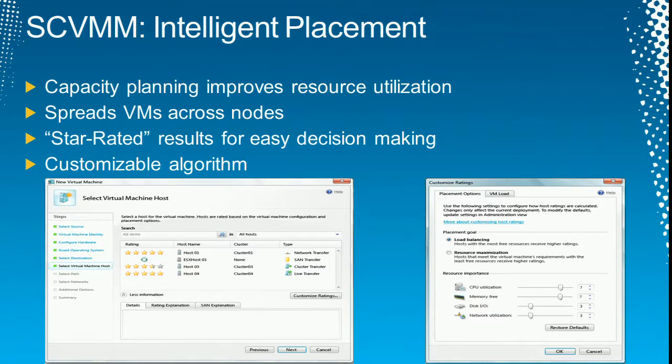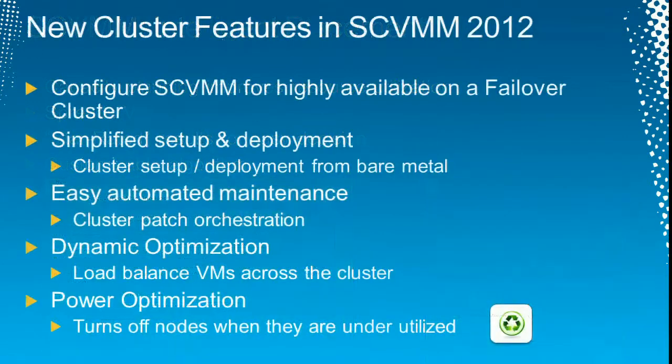So when I do a live migration, or I add a new VM to the cluster, it's going to automatically put it on the best host for you based on your configuration. And that's different than just using regular failover cluster manager. If you do a live migration, you have to actually go and say which of the hosts you want to move it to. With intelligent placement, it's going to go and pick the best host for you.